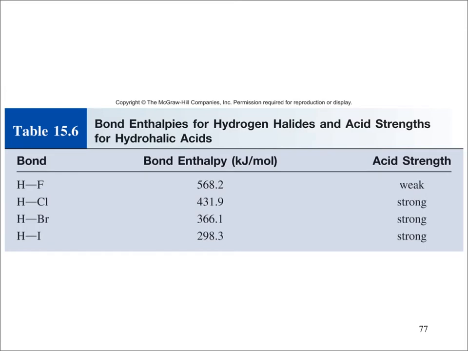And this is borne out by looking at the bond enthalpies. The bond enthalpy for HF is 568.2. That's a weak acid. Then 431, 366, 298.3. 298.3 for HI, that is the strongest of the acids.